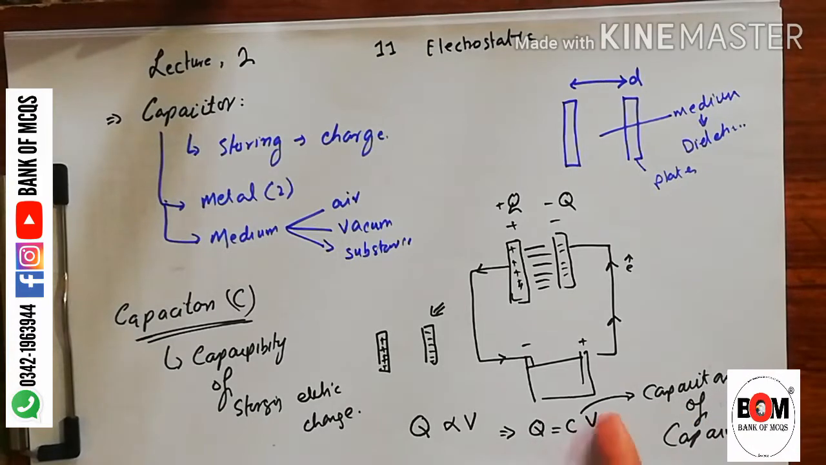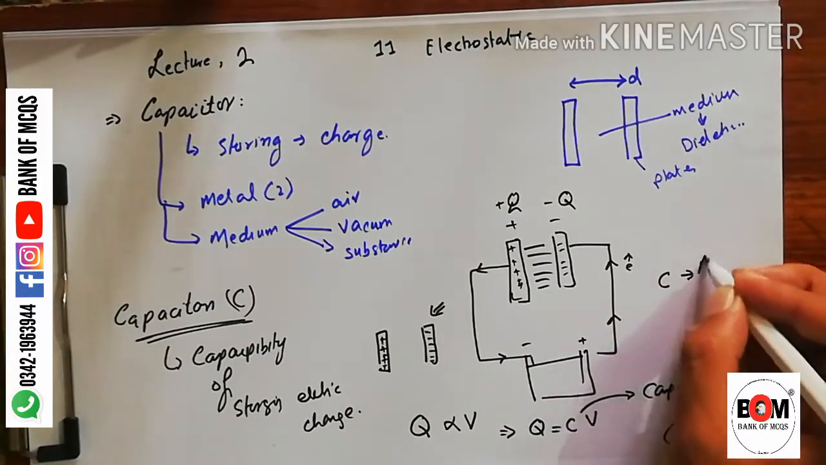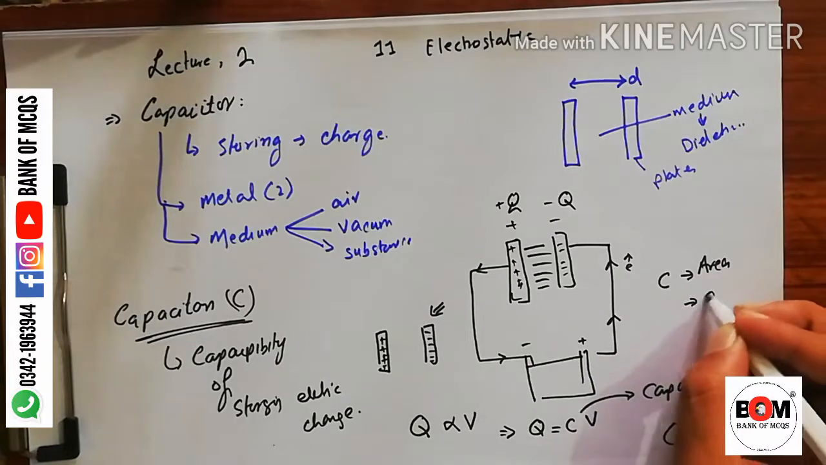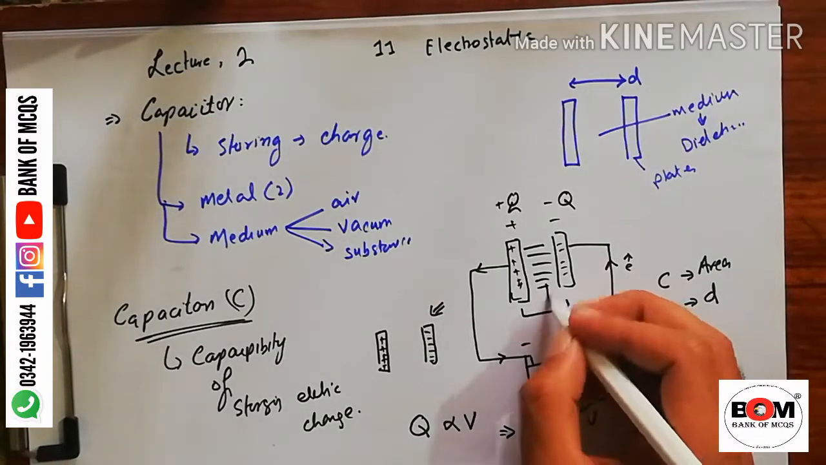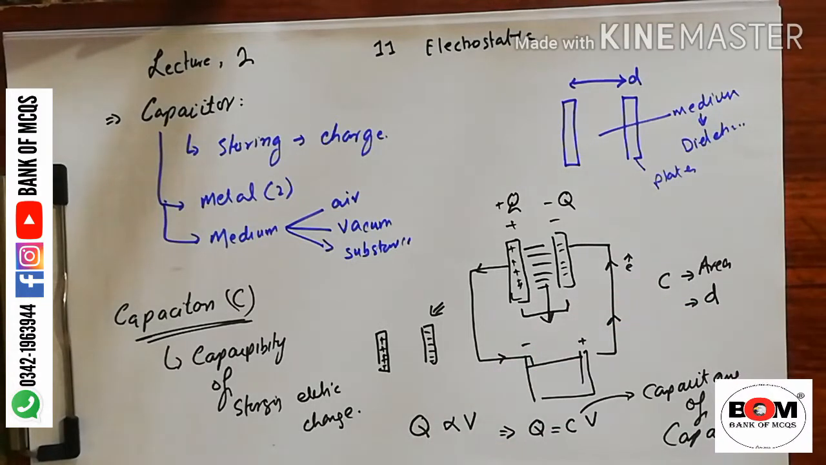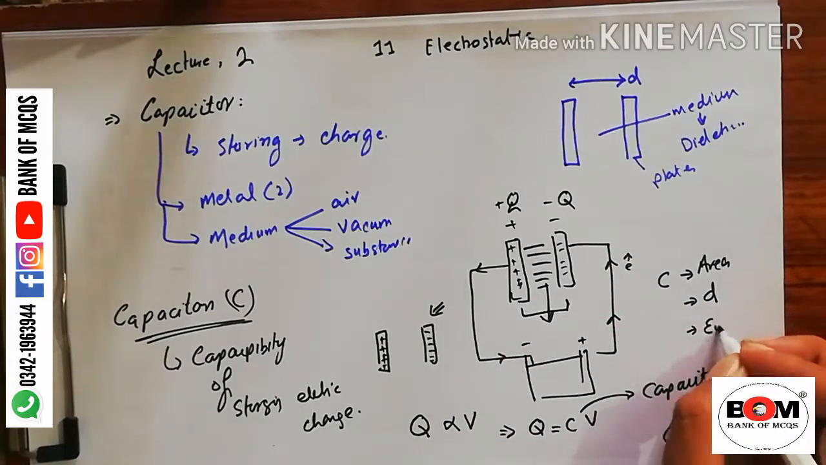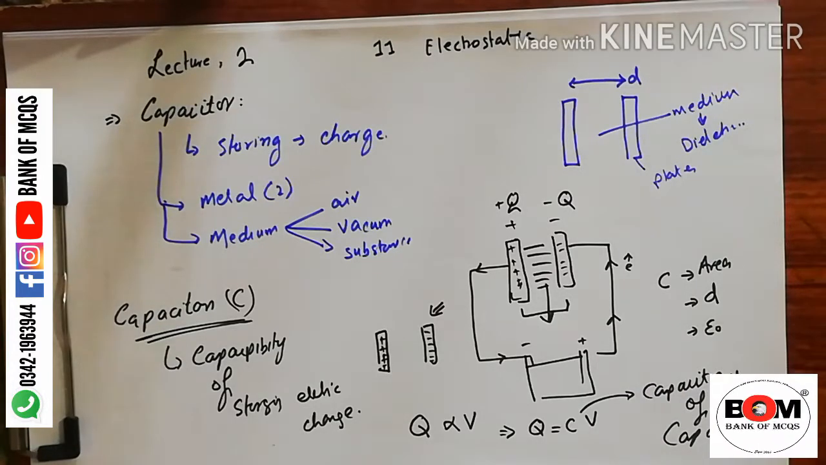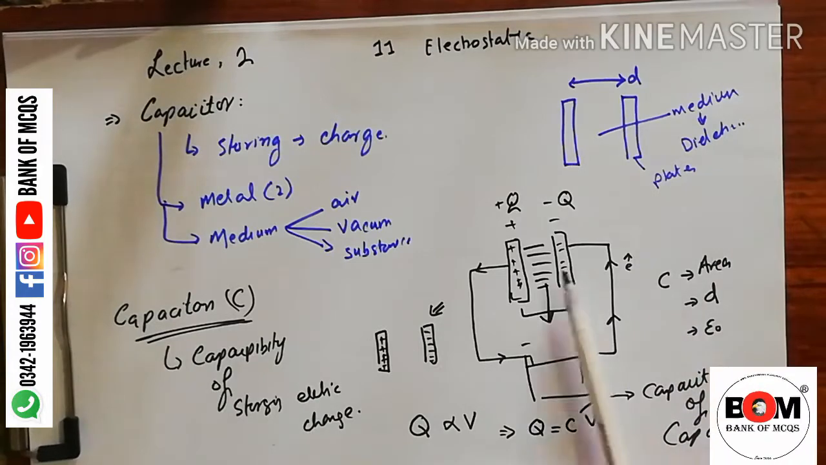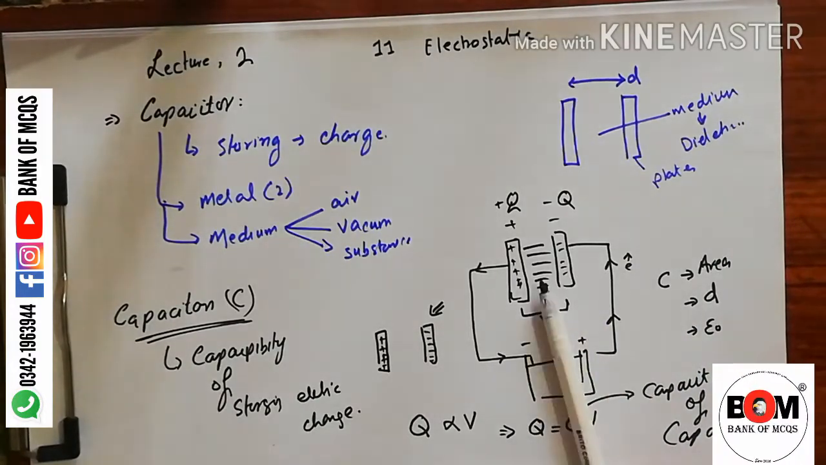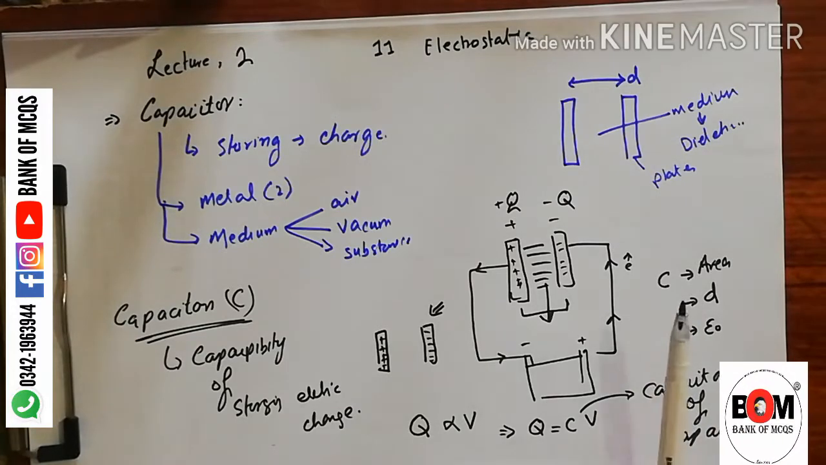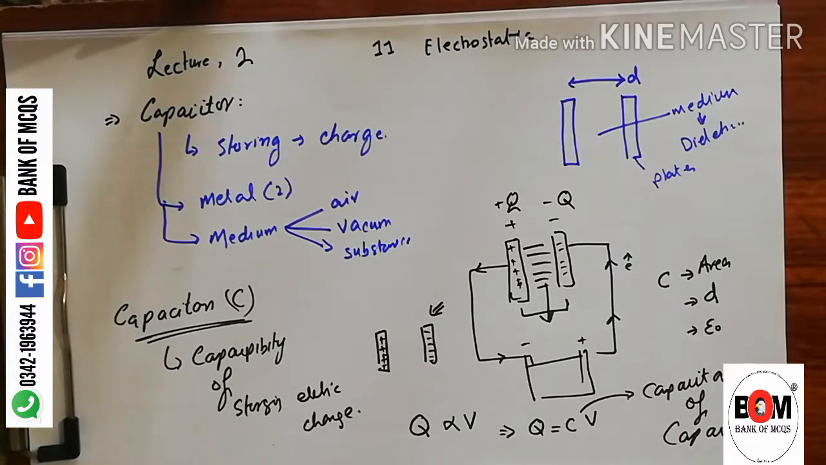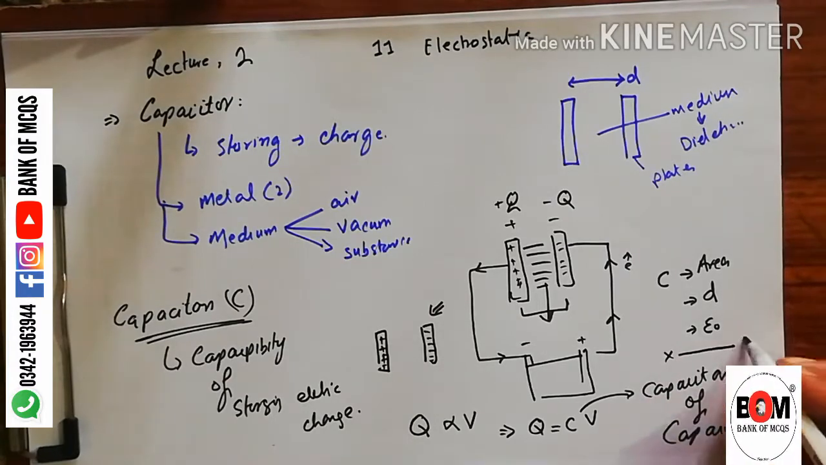Now this C depends on the area of the plates, the distance between the two plates, and the third thing is the medium between the two plates, that is epsilon naught. So the capacitance of a capacitor depends upon the area of the plates, the distance between the plates, the medium between the plates, or option D, all of these. So option D, all of these, will be correct. Suppose it came in an entry test. This is the point that capacitance depends on.